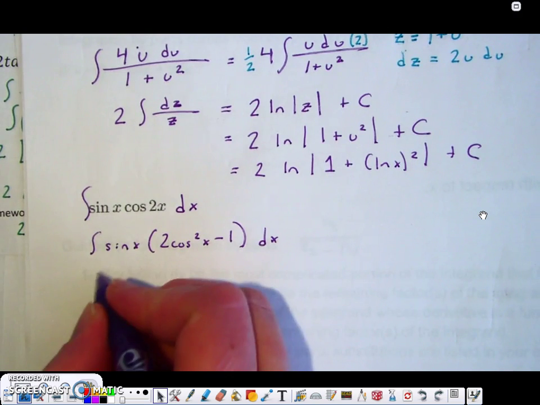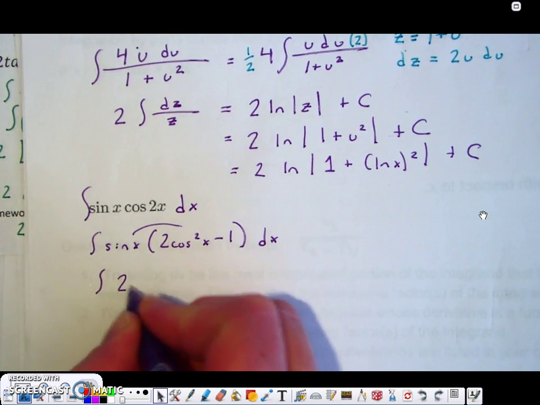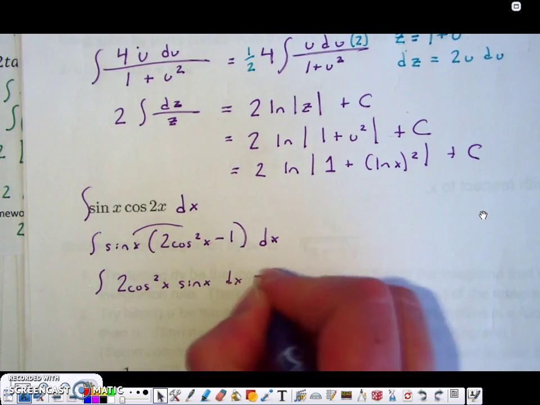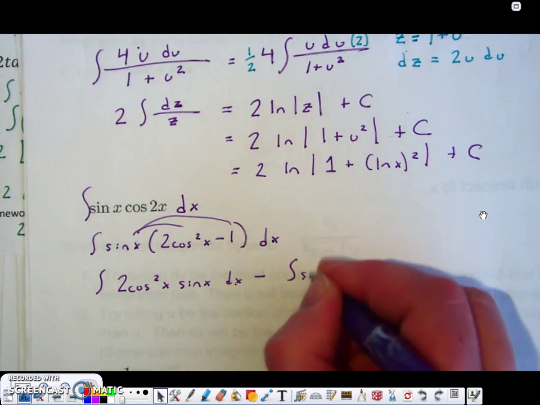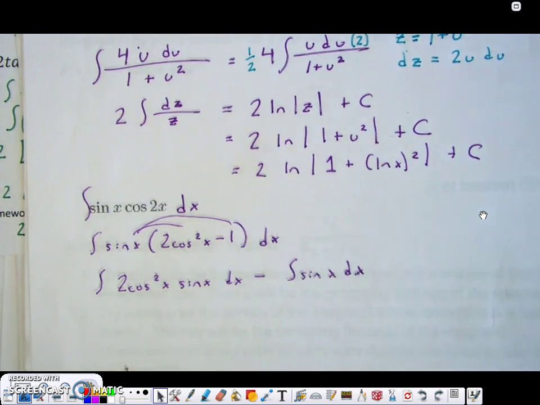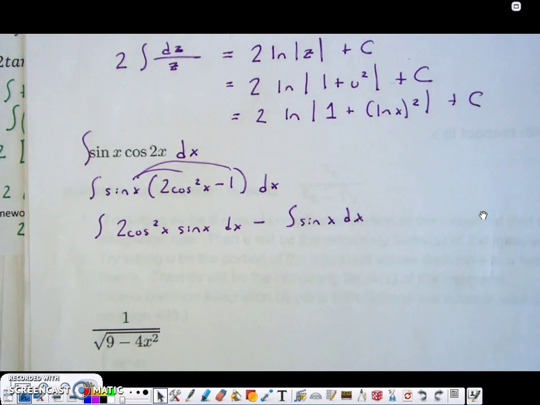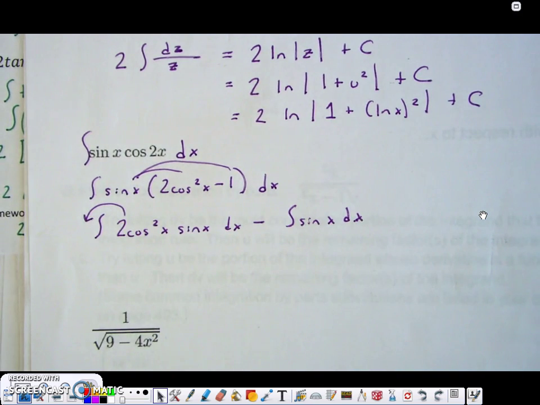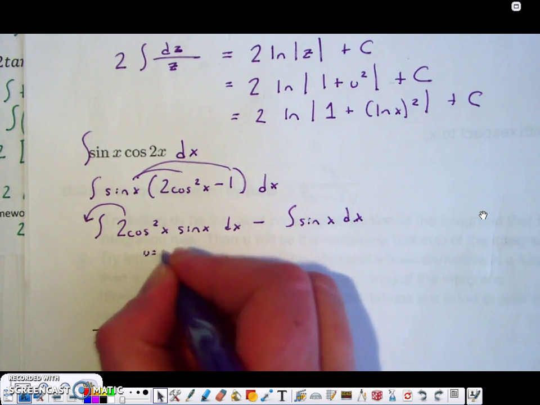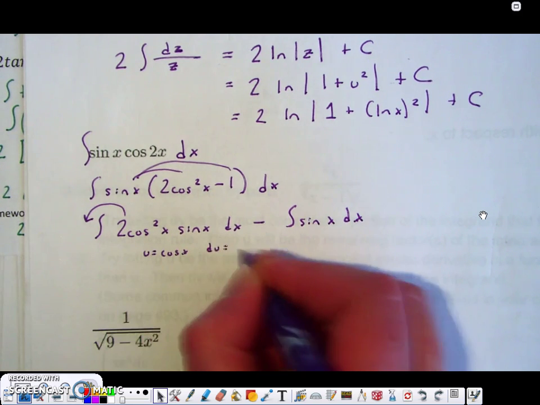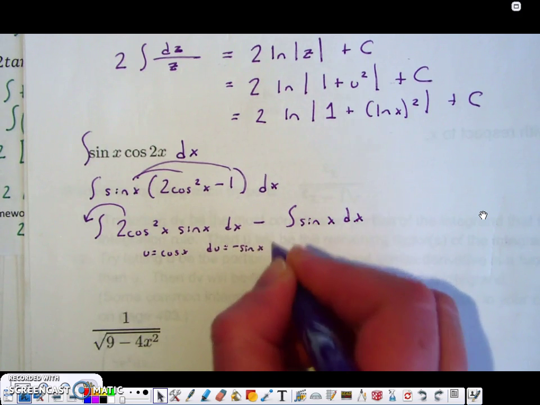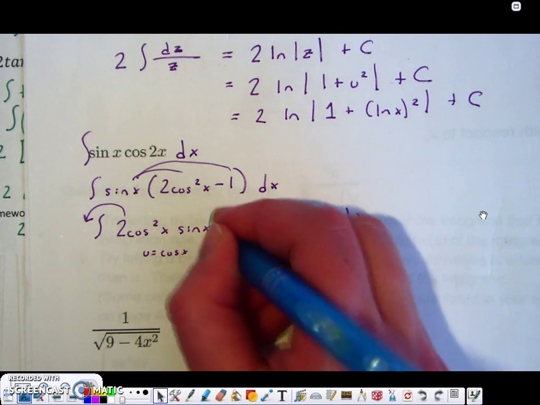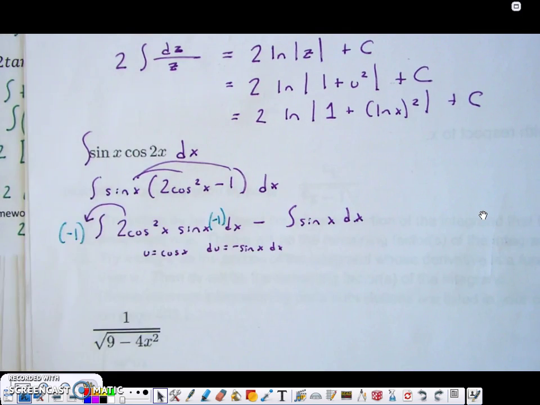Okay, so once you do that, you can just distribute. So you have 2 cosine squared x sine x. And I'm going to go ahead and write this as a separate integral minus the integral of sine x dx. Okay, so on this guy, the 2 is basically going to come out. What's your u going to be? What's your du? Do you have it? Almost. Okay, so a negative 1 and a negative 1 on the outside.